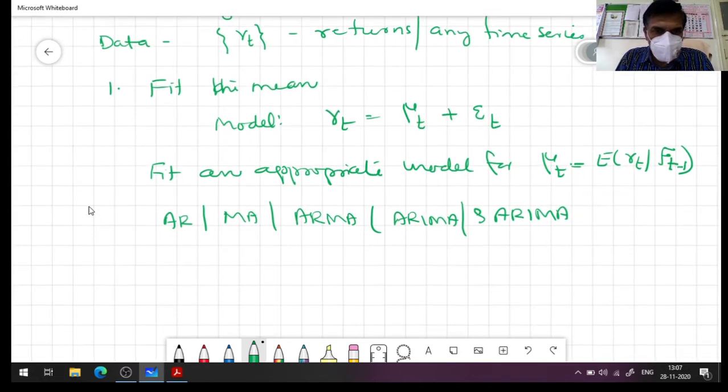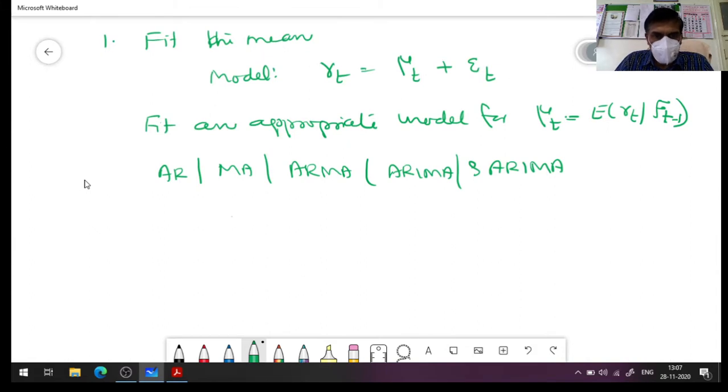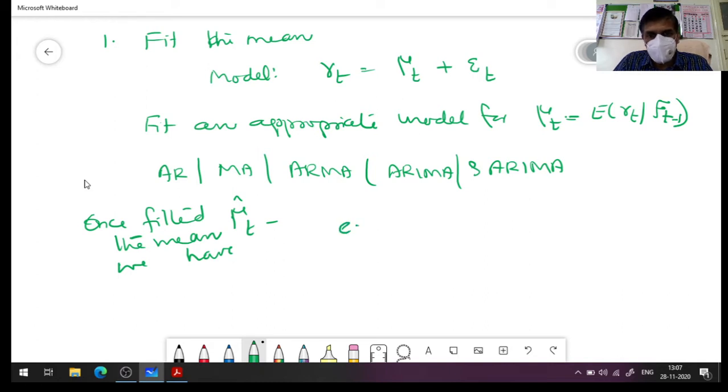And once you fit this, I would say that you have a mu t hat. Once the mean is fitted, we have mu t hat. For example, it's something like phi naught plus phi 1 RT minus 1. Once fitted means you have these values. Or some different way, any different way that we already learned how to fit the mean model.